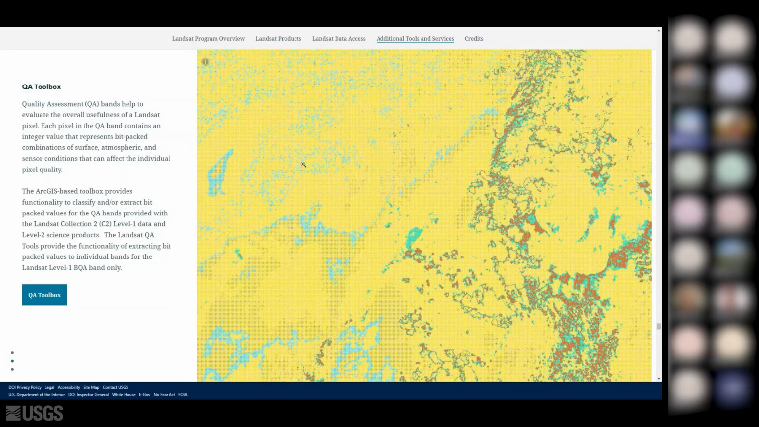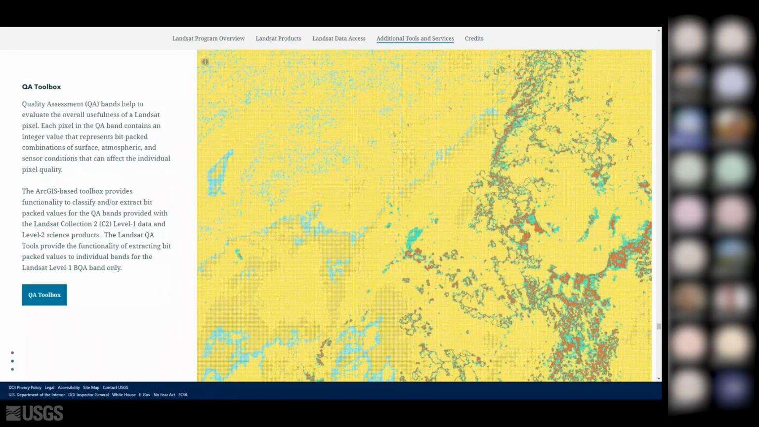This is an example of what the output would look like using the decode tool. This is an example over the Rocky Mountains in Colorado. The light yellow are pixels with no cloud cover, and the light blue indicates pixels with cloud cover. The darker yellow over here represents pixels with cloud shadow. Then the cyan color that you can see here is snow, and then the brown is indicated as ice.